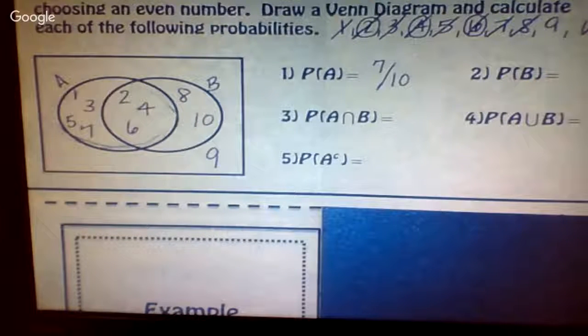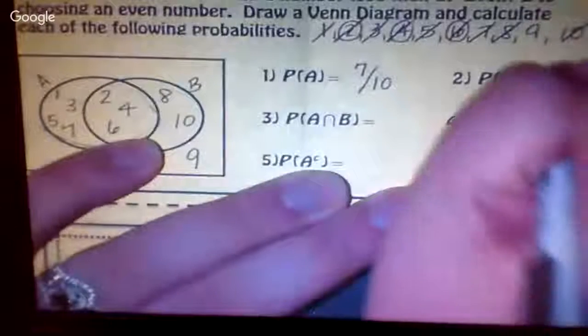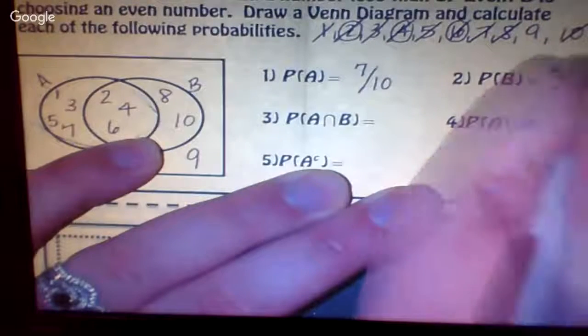What is the probability of event B, Joseph? 5 out of 10. Again, 2, 4, and 6 fall in B and A, but it's still part of B. So the probability of B is 5 out of 10.